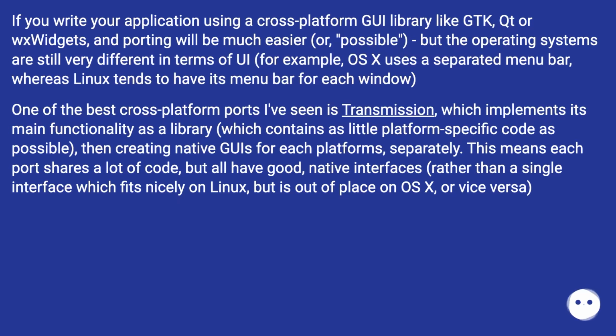One of the best cross-platform ports I've seen is Transmission, which implements its main functionality as a library, which contains as little platform-specific code as possible, then creates native GUIs for each platform separately. This means each port shares a lot of code, but all have good native interfaces rather than a single interface which fits nicely on Linux but is out of place on OS X, or vice versa.